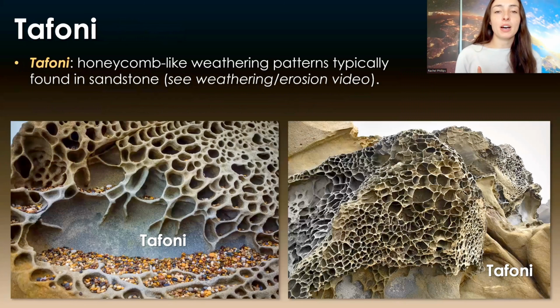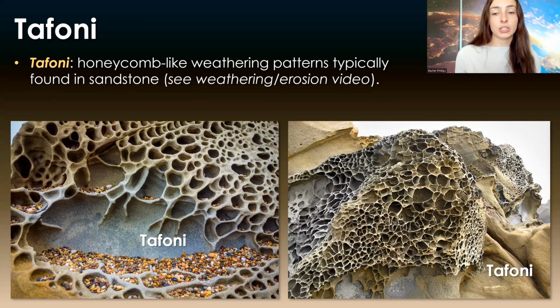The next type of pseudofossil we'll talk about is tafoni. I read these things, guys. I don't hear them being said very often, so I'm sorry if I'm mispronouncing it. But this is a beautiful honeycomb-like weathering pattern that is typically found in sandstone. And I have a weathering versus erosion video that talks all about the types of weathering, how they work, how erosion works, and how these types of things form. I didn't talk about this structure specifically in that video, but if you want to learn more about weathering in general, I recommend checking out that video.